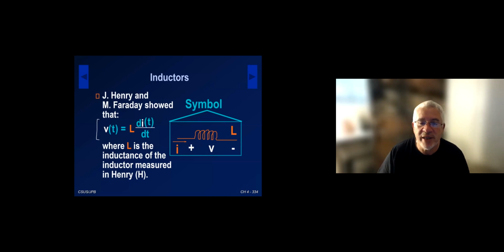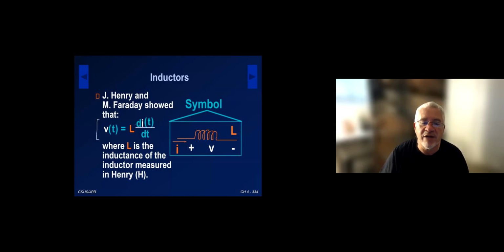Okay. So this is an important slide. This relationship for the inductor, you cannot swap it. I never want to see I is equal L dV dt. The voltage is equal to the time derivative of the current. Let me tell you why this is very important to do that.